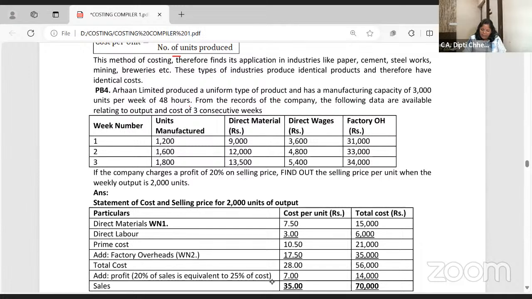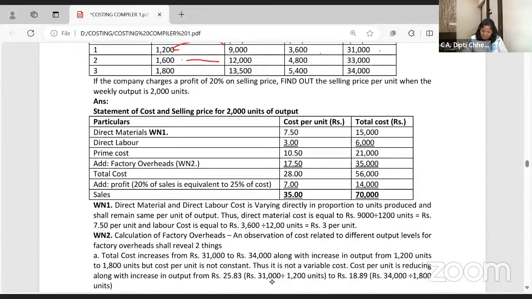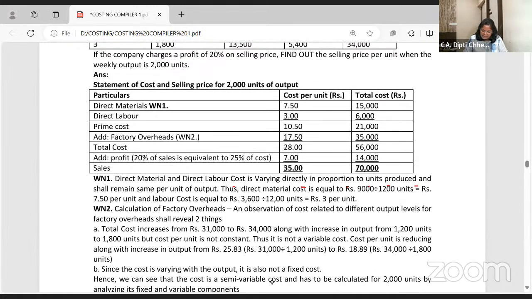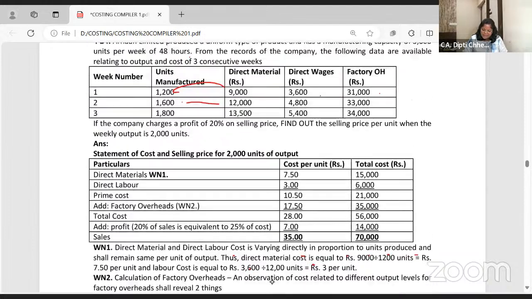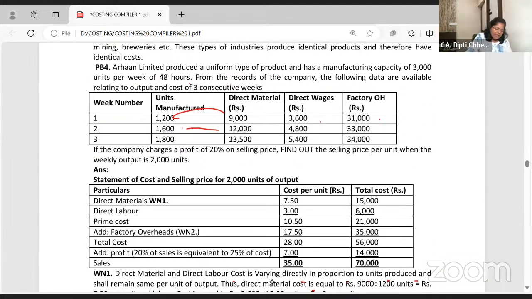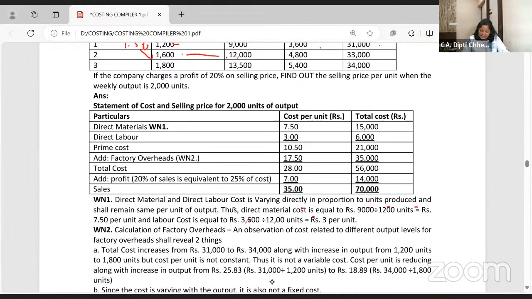How many units have you produced? Direct material, direct wages, factory overhead. Now, if you divide the material by the number of units, try and see. It is varying directly in proportion, so per unit it is fixed. Understood? 9,000 divided by 1,200, same as in budgeting, is 7.5 per unit. Now, if you do 7.5 into 1,600, you get this. So material and labor per unit are fixed.